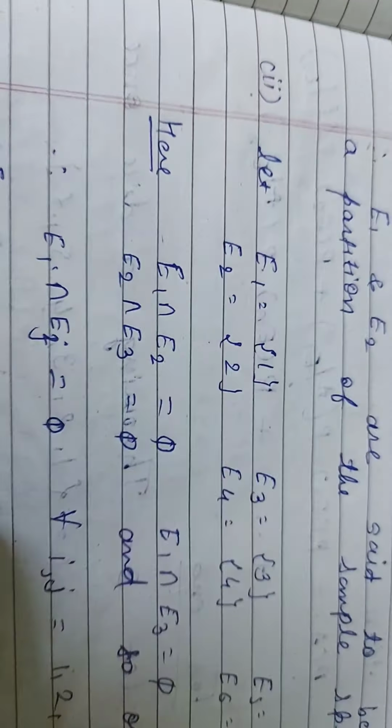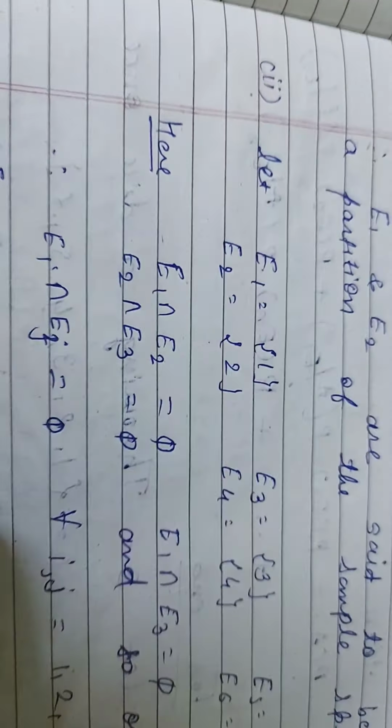And E1 union E2 union E3 union E4 union E5 union E6 is equal to S. So therefore E1, E2, E3, E4, E5 and E6 are said to be a partition of the sample space, and there is no need to check the probability because obviously probability of E1 is 1 by 6, positive, E2 has one element only, 1 by 6, positive. Similarly you can solve for the other one. Okay, so this is the first concept of the Bayes theorem, that is the partition of the sample space.